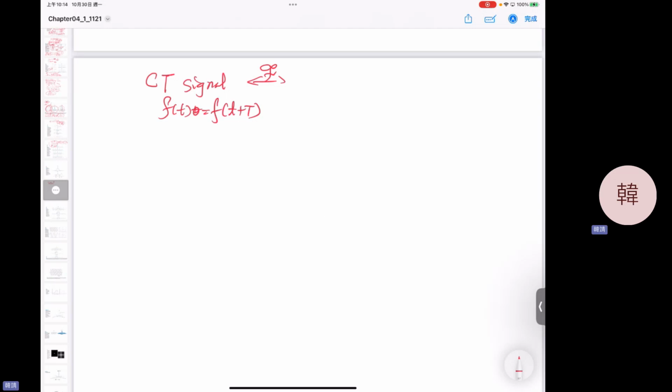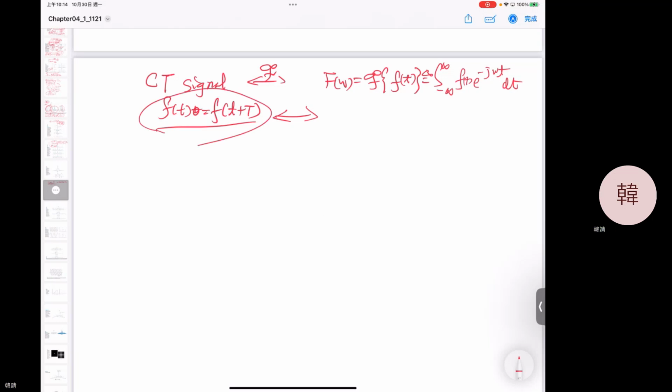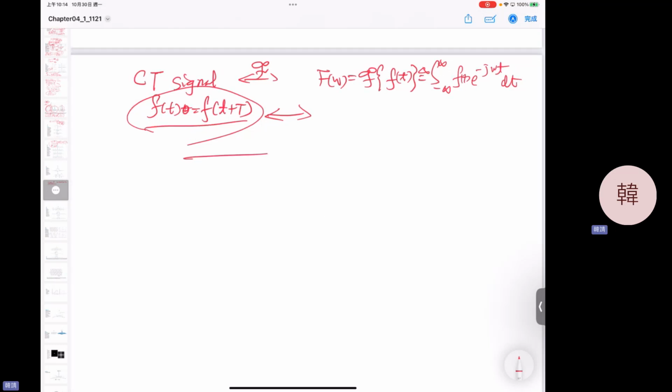So after you transform this kind of periodic signal to the frequency domain, we use this function: F of omega equals the Fourier transform of f of t. The formula is from minus infinity to positive infinity, your signal f of t times e to the minus j omega t dt. Okay, so it's the definition of the Fourier transform, right? So what happened with this kind of repeat signal? We call it the Fourier series.